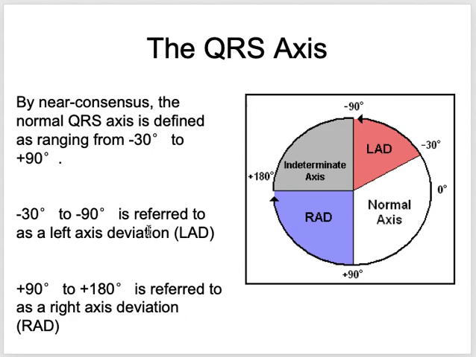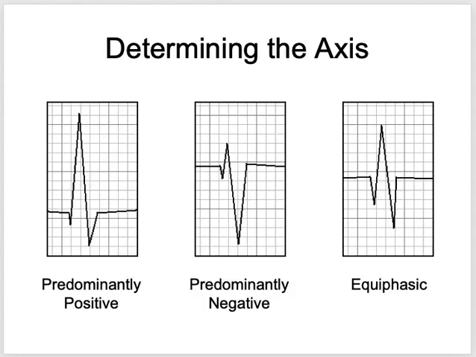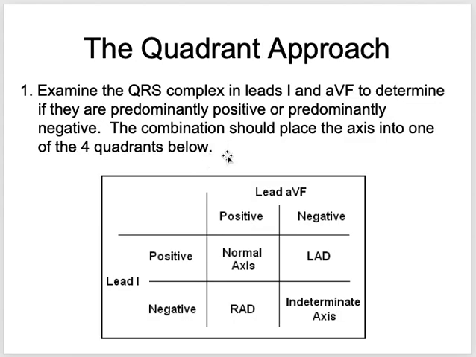This is like the axis of the heart, and see they are showing like this, positive one or negative one or equiphasic one, right? So the quadrant approach is to examine the QRS complex in lead 1 and AVF. This is a little difficult concept to understand. Now I will tell you this concept as well.